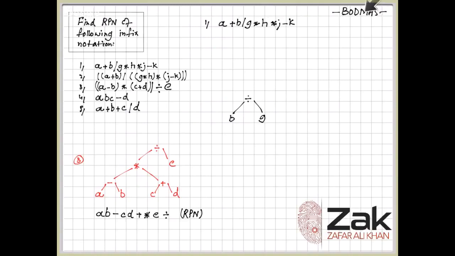No. Then multiplication. We have multiple multiplications, so we will go by order, left to right. First, we will multiply B over G by H, and then this will further be multiplied with J. Multiplication done, and then we have addition. So we will go on the left and we will add A. And then subtraction. This result will be subtracted, obviously on the right, because K exists on the right. This is the whole solution.